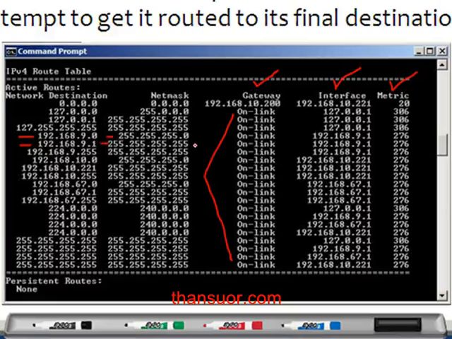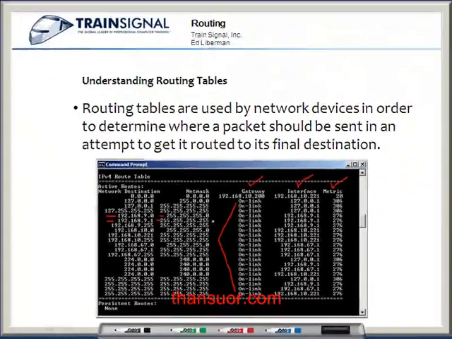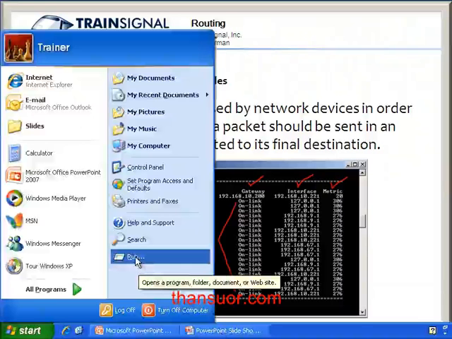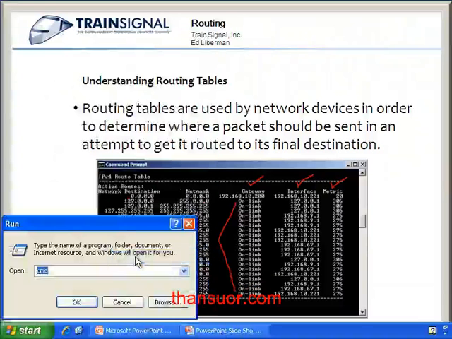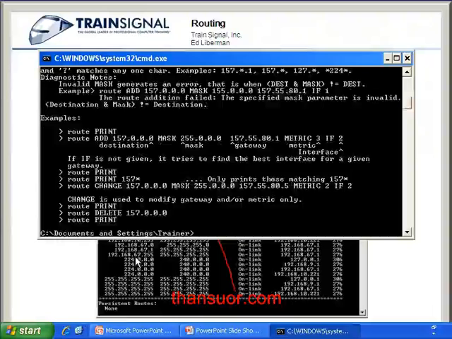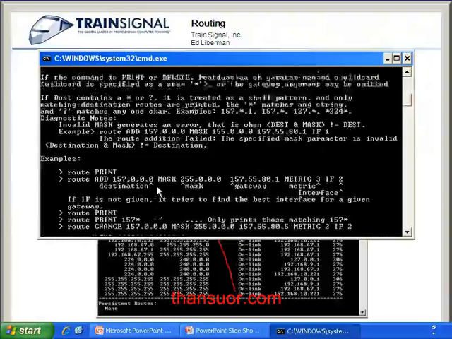Now, I will tell you that what we're looking at here is not the greatest example. So what I'm going to do is go ahead and click Start. And here I'm working with Windows XP, so I'm going to go ahead and click Run and type in CMD, which will open up the command prompt window. And then the command I'm going to type in is the route command. And if I just hit route and don't hit anything else and just hit enter, you'll notice that I get kind of a help of the route command.